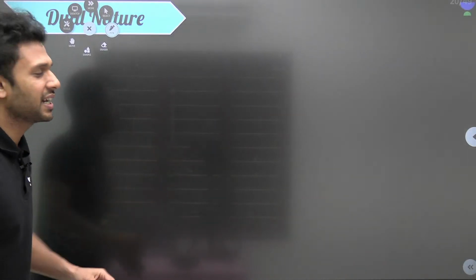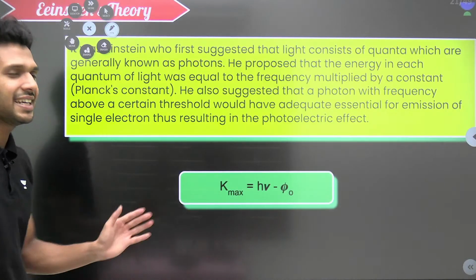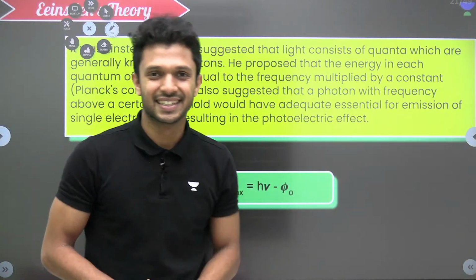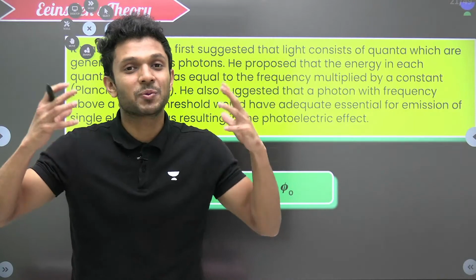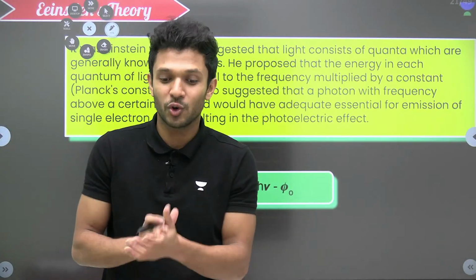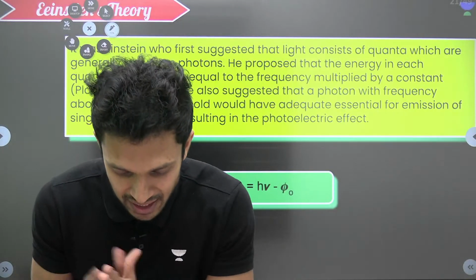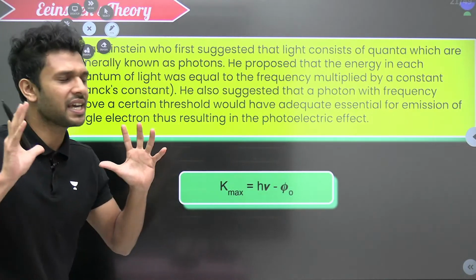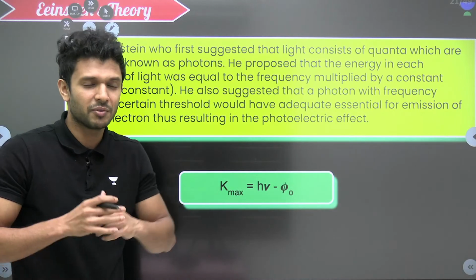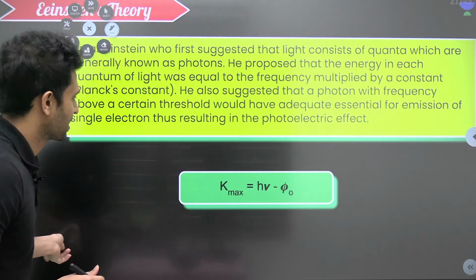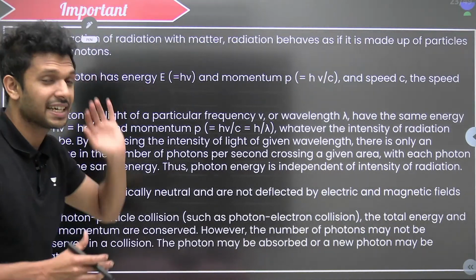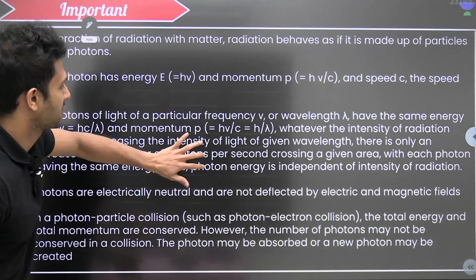So Albert Einstein came, and he came with Einstein's photoelectric theory. Do you want to know how he explained all these observations of photoelectric effect? You should want to know, children, right? See how he has tackled this awesome problem with an amazing solution. It is so amazing. He said that, okay, first I'll explain, see.